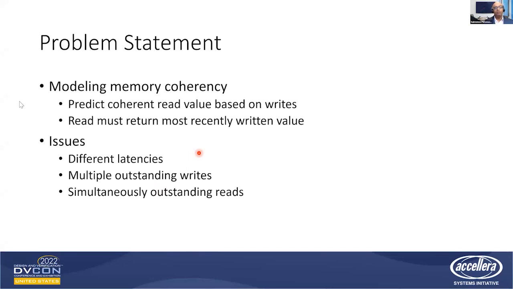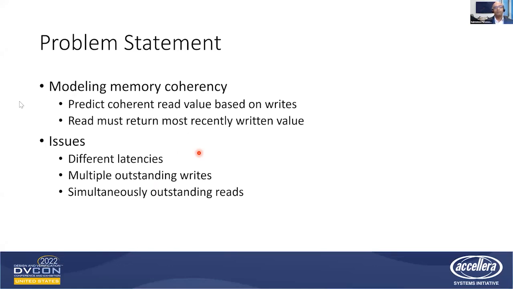As you may know, memory coherency is a principle that guarantees the value at a single memory location for a read. When there are multiple writes to a memory location, memory coherency requires a read to return the most recently written value.